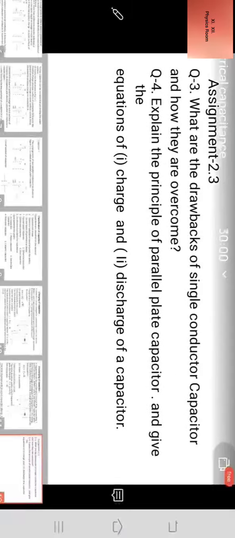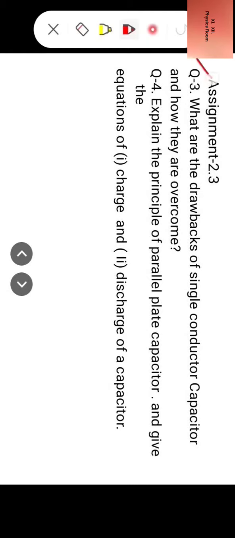Okay. Now assignment 2.3 continued. Question number 3. What are the drawbacks of a single conductor capacitor and how are they overcome? Question number 4. Explain the principle of parallel plate capacitor and give the equations of number 1, charging of a capacitor and number 2, discharging of a capacitor. Okay, so you try to answer these questions on the basis of the text that you have learnt.